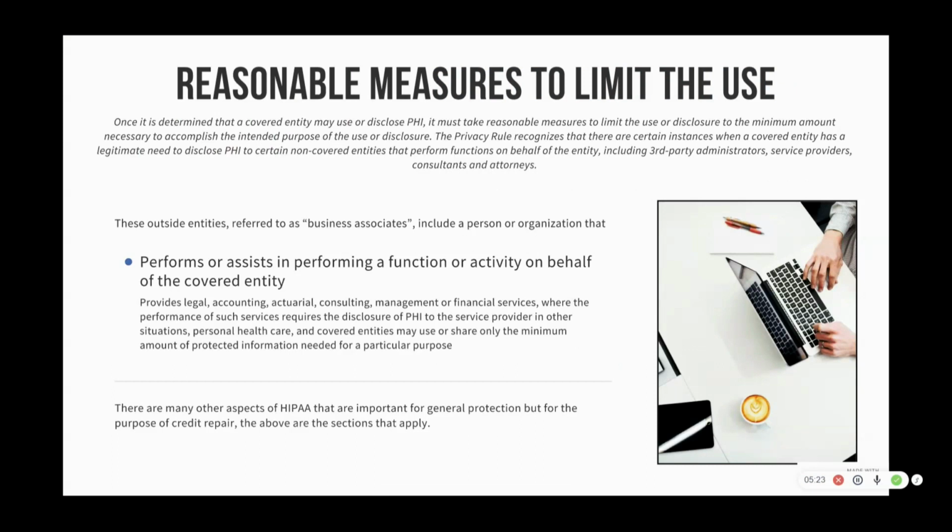Now, you also need to understand that they are required to take reasonable measures to limit the use of this, right? And you can read this on your own. It's kind of like the boring stuff, but there are many other aspects of HIPAA that are important for general protection. But for the purpose of credit repair, the above are the sections that apply, such as who a business associate is. And a business associate, the important part here, let me just find it.